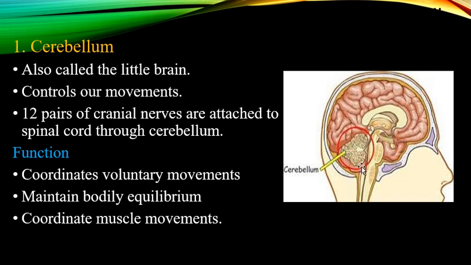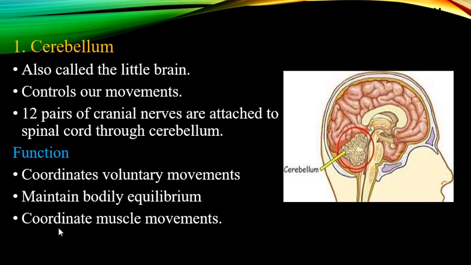Okay, so what is the function of cerebellum? Cerebellum coordinates voluntary movements. Voluntary movements are the movements which are under our control, which we can control. So, this cerebellum is involved in the movements of the body and maintaining body's equilibrium, body's balance. It also helps in the coordination of muscle movements. So, overall, cerebellum is involved in the movements of the body, has the function of producing balanced movements in the body.